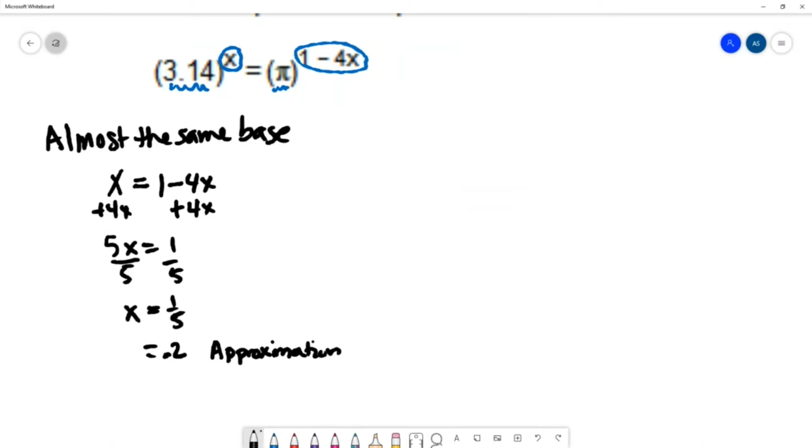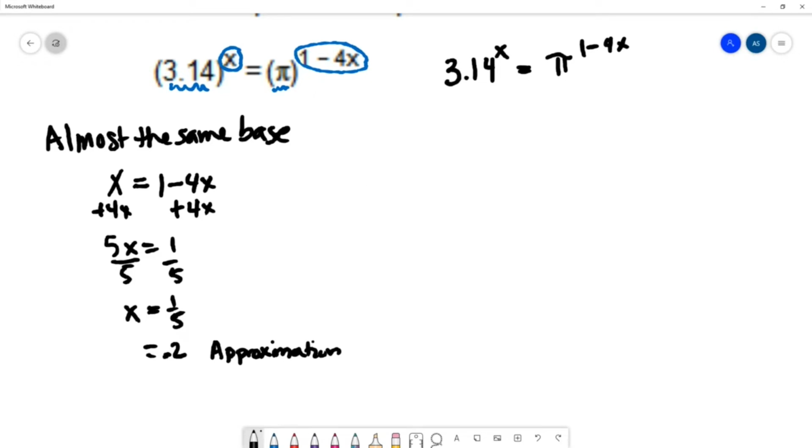If you need to be more accurate than 1 decimal place, then you need to do this with the other methods that we've learned. And my math lab is going to ask you to be more accurate than just 1 decimal place. So you need to do it in the ways I'm going to show you now. So I'm going to show you with the method of taking the log of both sides. We start off with 3.14 to the x equals pi to the 1 minus 4x.